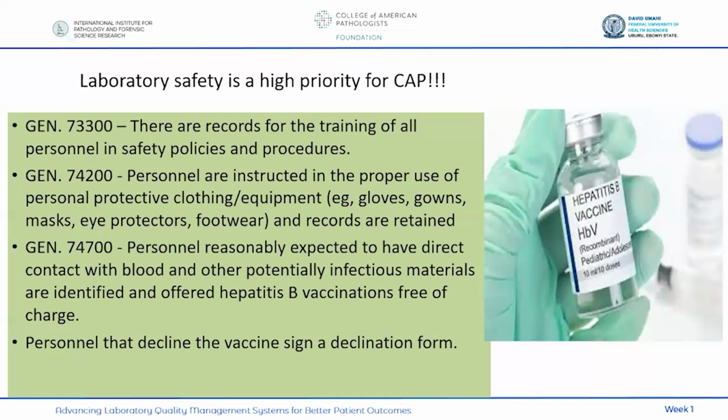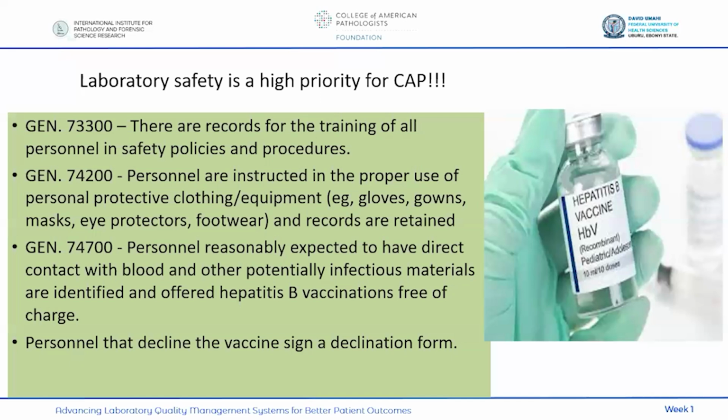The section 73300 requires that there are records for the training of all personnel in safety policy and procedures. Remember that this is their accreditation checklist, so this is what they are looking out for. They are looking for evidence. Show us the evidence that you trained your staff in safety policies and procedures. 74200 requires that personnel are instructed in the proper use of personal protective clothing, and records are retained. There must be documentation.